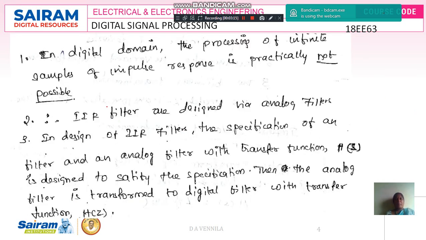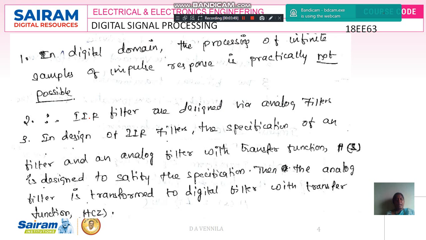Now, in the digital domain, the processing of infinite samples is practically not possible. So first we are going to design an analog filter. We are going to design the IIR filter by using the analog filter specification, which will be given.